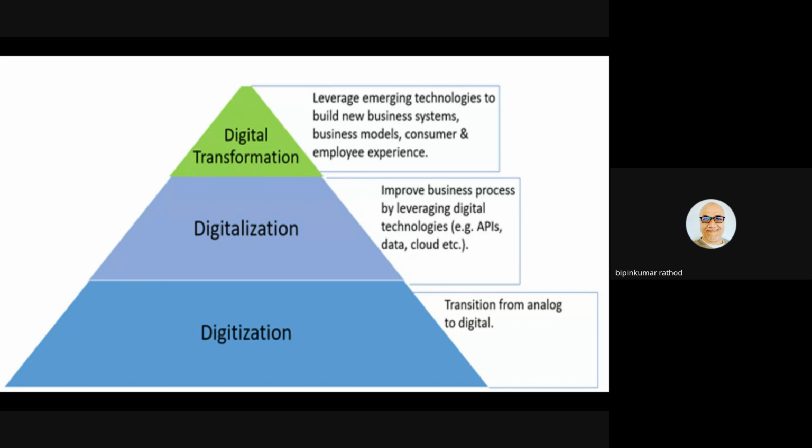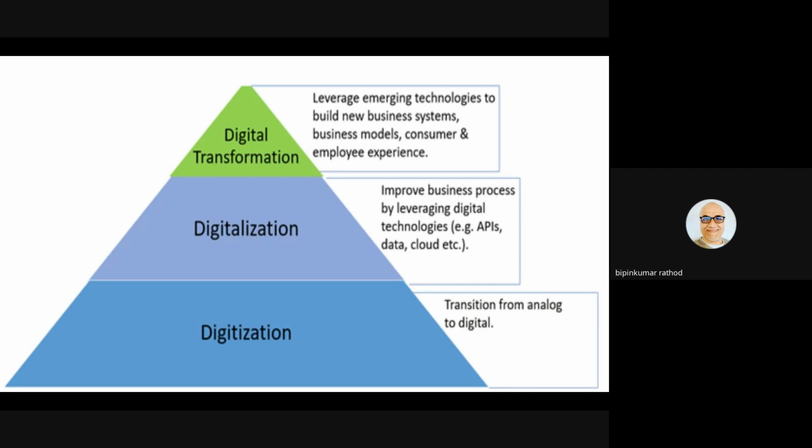These are the different stages: digitization, digitalization, and digital transformation. It starts with digitization. Most of the time, whatever paperwork you see, you try to make it digital. Okay, that is called digitization. If you go to the next level, you have a cloud application, a data application, and other technology helping you make processes faster and more efficient.